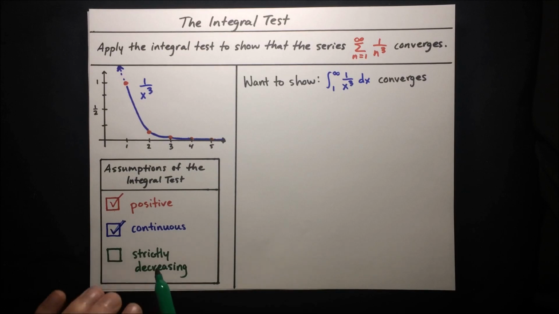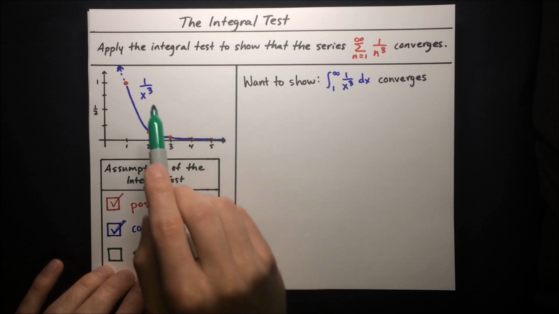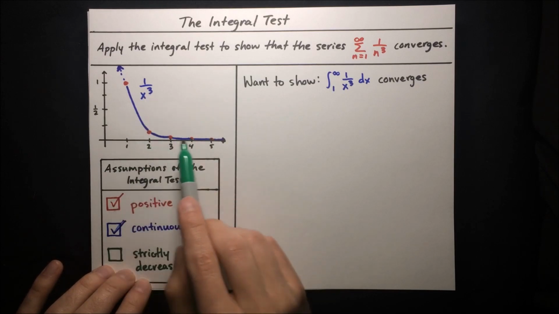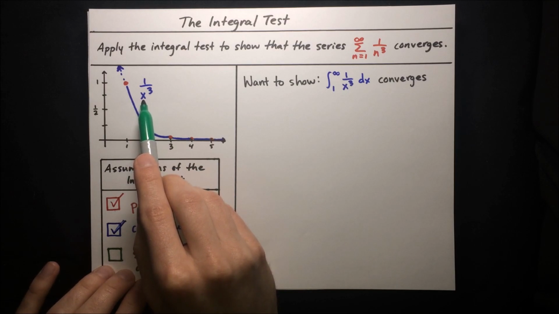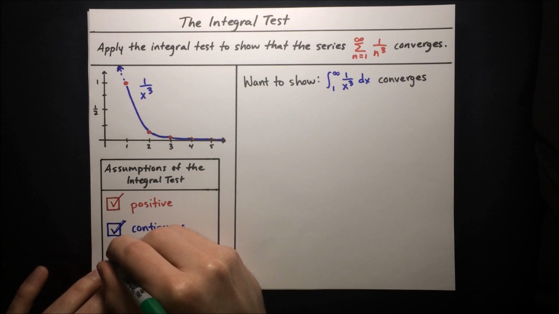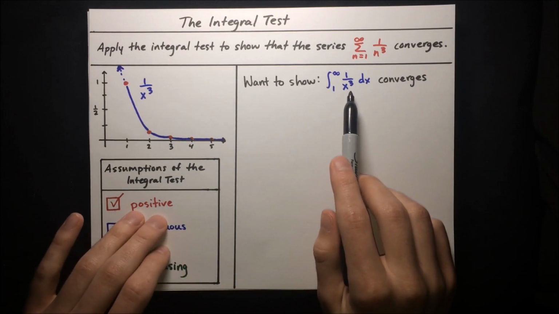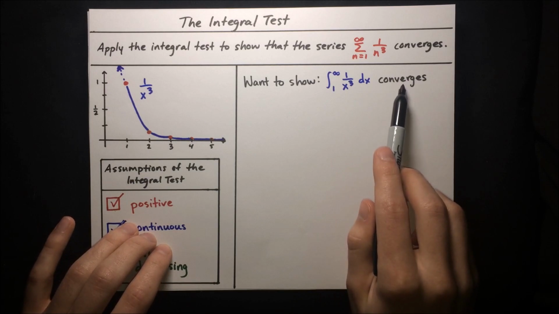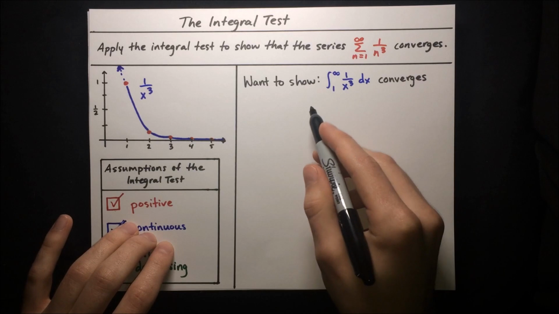Lastly, is our function strictly decreasing? Well, as x gets bigger and bigger, the denominator x cubed gets bigger and bigger, and 1 over a bigger and bigger denominator results in a smaller and smaller fraction, so yeah, our function is strictly decreasing. Now we're good to go ahead and compute our integral. We want to show that it converges, just meaning we want to show that its result is a finite number. So let's go ahead and compute this.